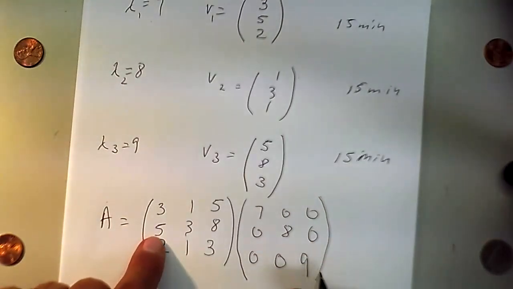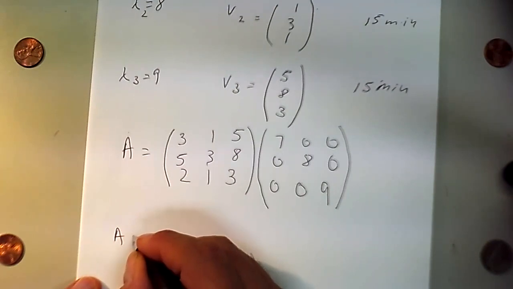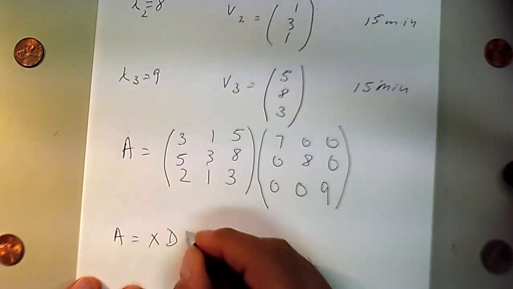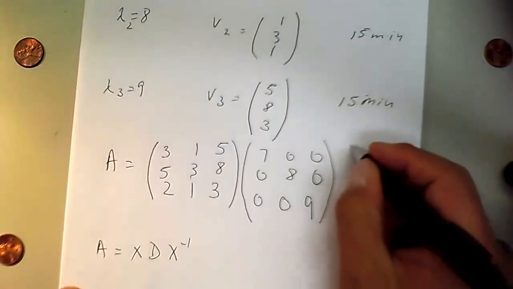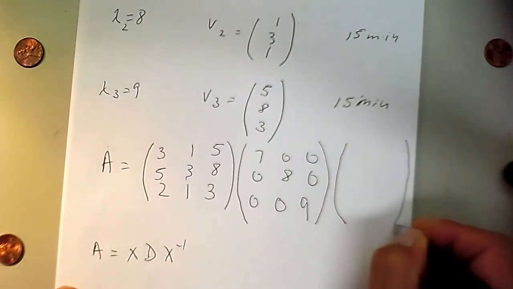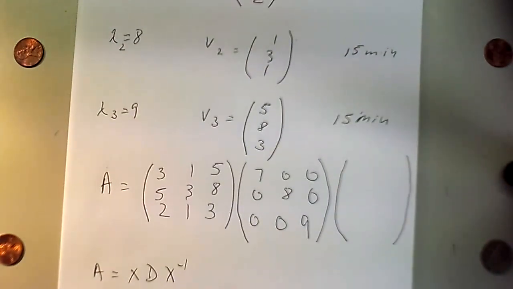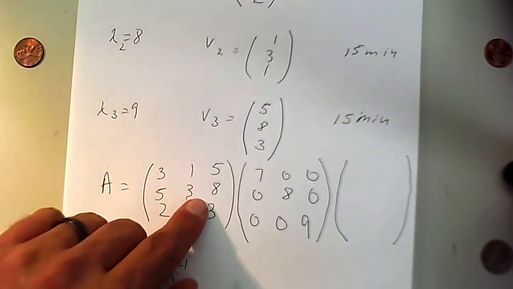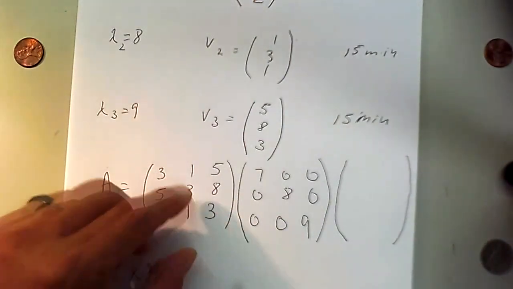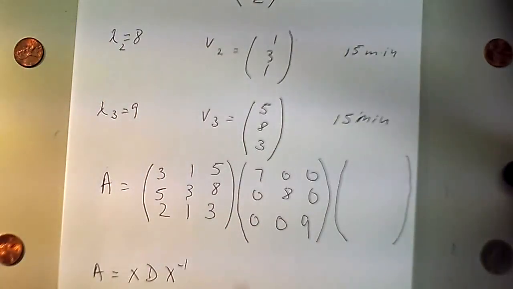Okay, so I remember our goal. Our goal is to express A as X diagonal X inverse. Here's the diagonal, this is X. We're missing the inverse. We could go through the process of finding the inverse of this matrix, Gauss-Jordan elimination. That's another 15 minutes if you do it carefully and make sure everything works well.